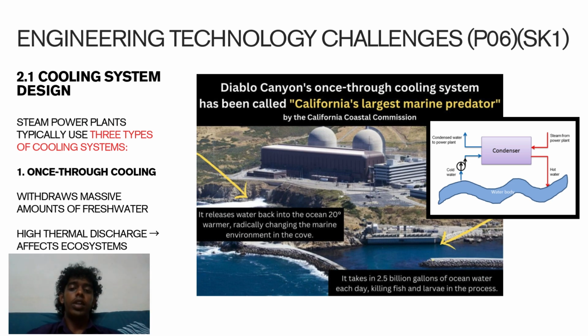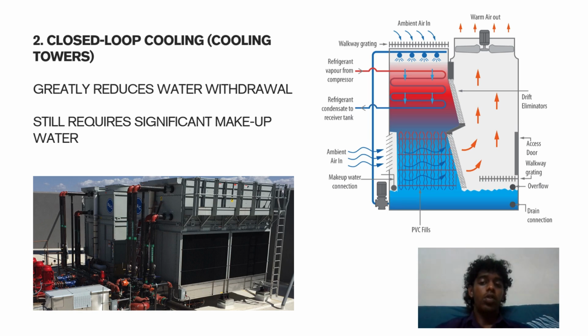So, let's go through the engineering technology challenges. First, we go through the cooling system design. Steam power plants typically use three types of cooling systems. First one is the once-through cooling. This type of system withdraws massive amounts of fresh water, and there would be a high thermal discharge as they release the water back into the ocean. Next, we have the closed-loop cooling, which are the cooling towers. This is one of a system that greatly reduces the water withdrawal, but it still requires a significant makeup of water.